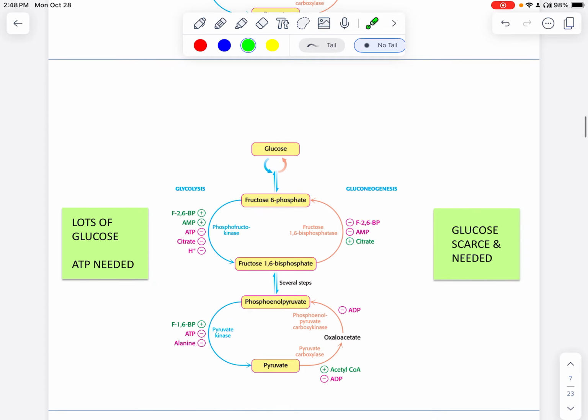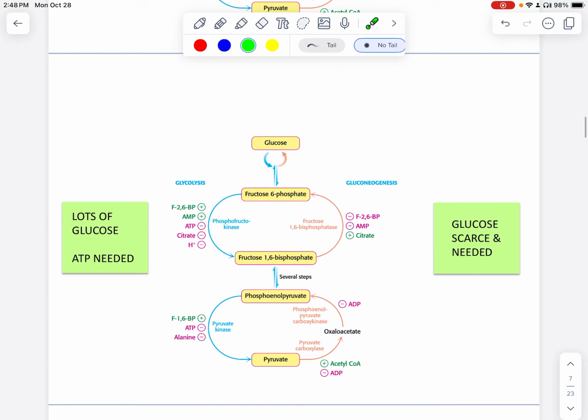All right, so focusing in on the pieces highlighted in green, big picture. If we have lots of glucose and need lots of ATP, we're going to expect glycolysis over here on the left to run fastest. On the other hand, if we need glucose, glucose is scarce, we're going to expect gluconeogenesis to run fastest. So keeping this big picture in mind is going to help us think about why certain allosteric effectors are either positive or negative effectors for each step.